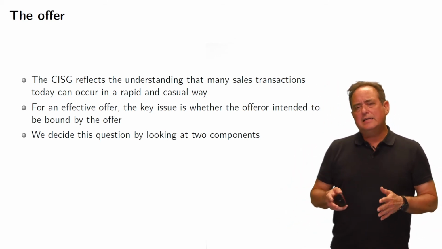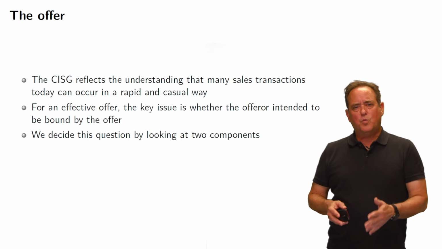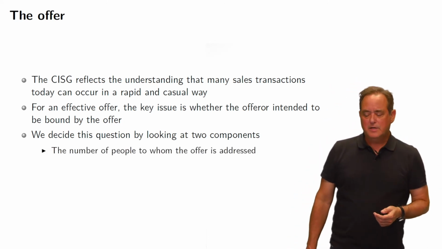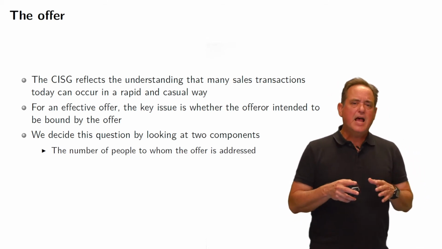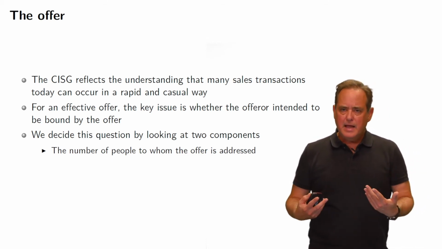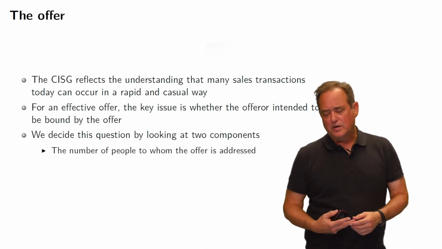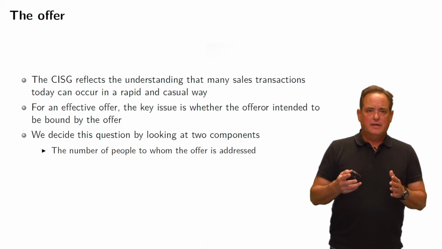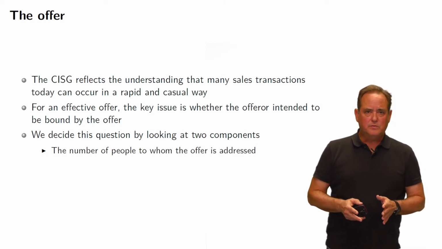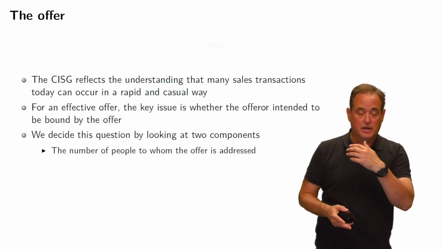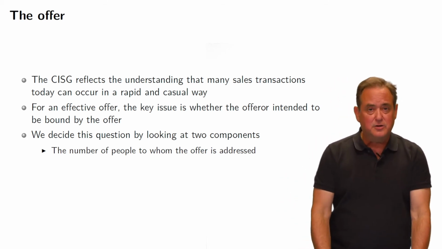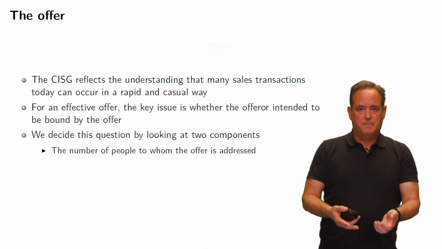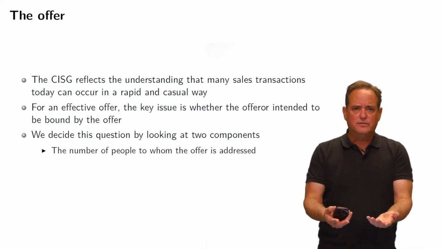So when we look at intent and we want to measure was there intent, we do it by looking at two components. And first of all, we look to see how many people the offer was addressed to. How many people received the offer? If it is a low number of people, if you and your roommate are standing next to me and I say, here, I'll sell you my computer for $500, well, that clearly is an offer. There's just the two of you.